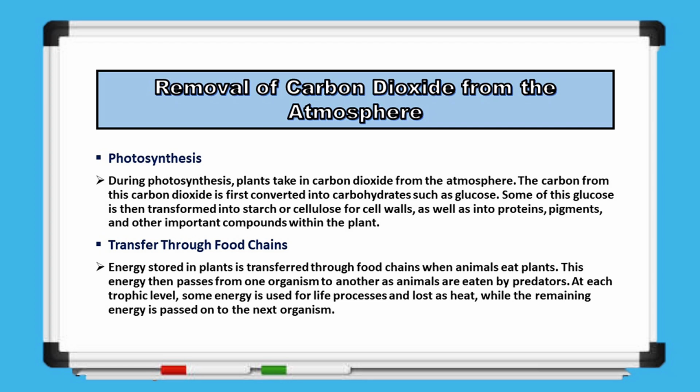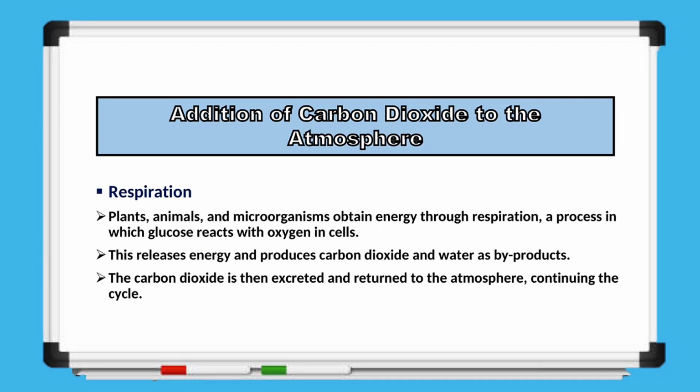The carbon stored in plants is then transferred through feeding. Herbivores obtain carbon by eating plants, while carnivores obtain carbon by eating other animals. As organisms feed on one another, carbon moves through food chains and food webs, becoming part of the bodies of different living organisms. Carbon is returned to the atmosphere mainly through respiration. Plants, animals, and microorganisms all respire to release energy from glucose. During this process, glucose reacts with oxygen to produce energy, carbon dioxide, and water. The carbon dioxide produced is released back into the atmosphere, allowing the carbon cycle to continue.